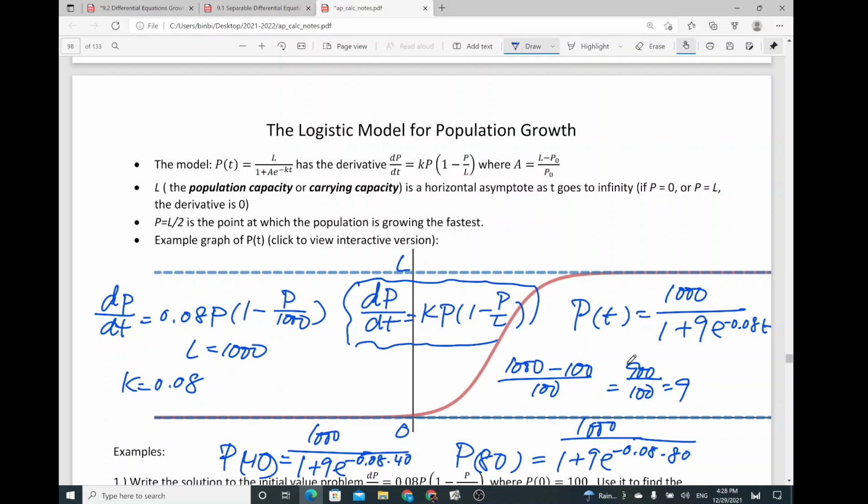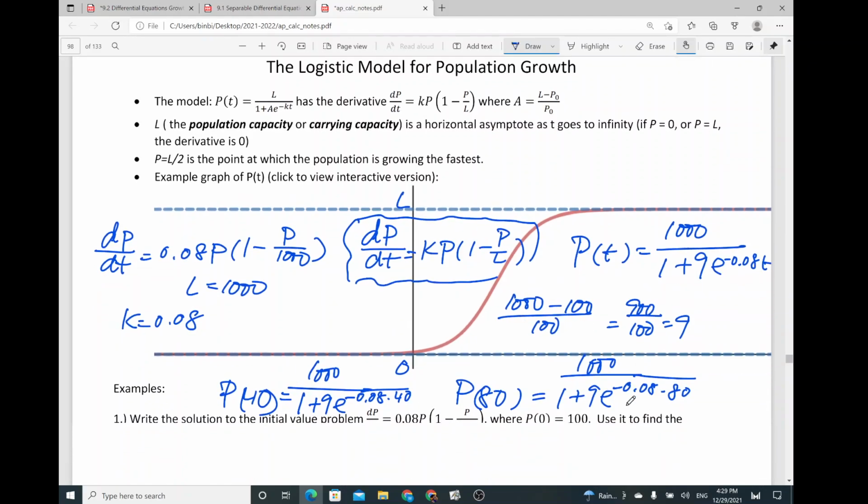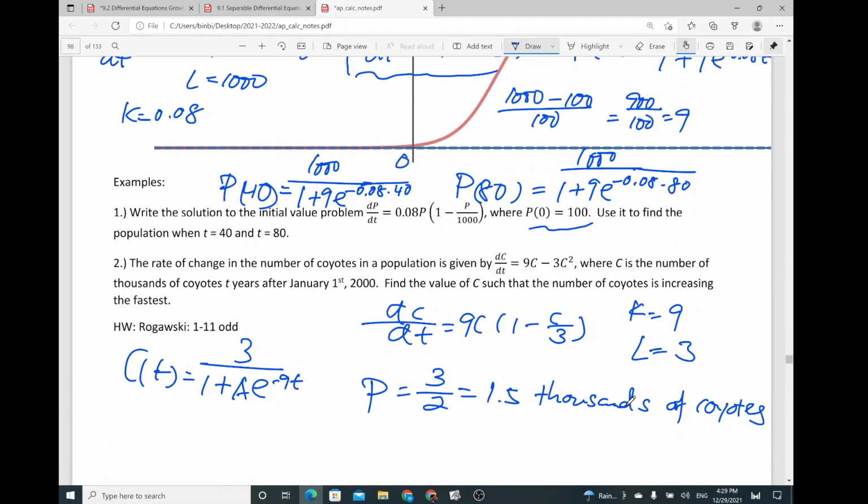Again, in order to find out what A is, we can always use the model, which is L minus P0 divided by P0. So L is 3. And this one is not given with the initial population. Oh, it doesn't even ask that. It asks to find the value of C such that the number of coyotes is increasing the fastest.